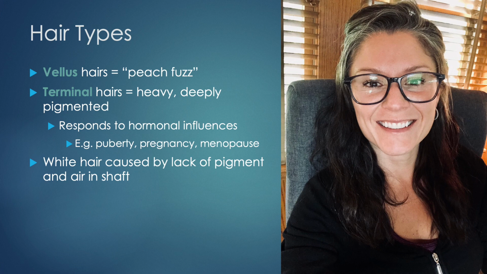Menopause is also another hormonal influence that will affect our hair color as well. So when we have less of our sex hormones circulating, it can trigger the growth of more gray or white hairs. And really, all that white hair is just a lack of pigment. And also there's some air in the shaft that can also affect it as well. But it's just really a lack of pigment overall.